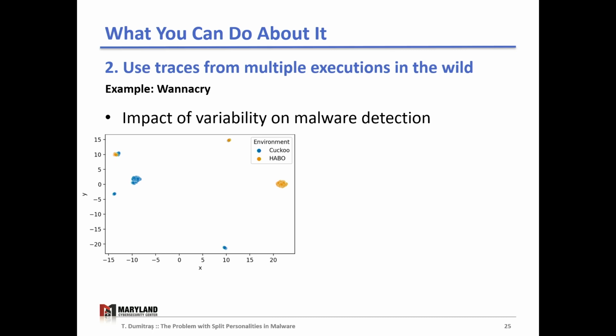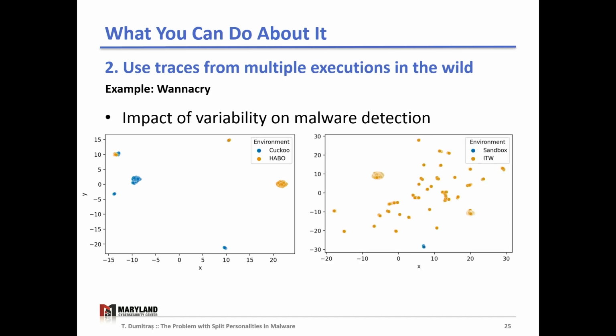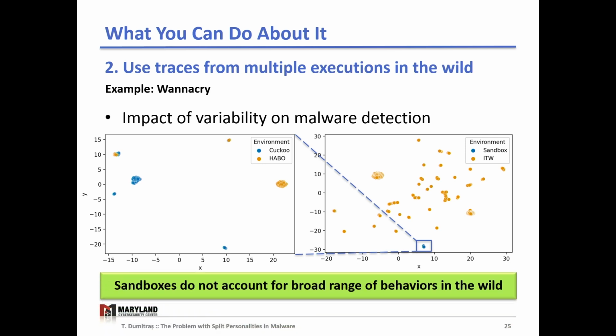This plot here only shows the 2 sandboxes. We can see that the traces in the sandbox are pretty well clustered together. But when we look at what happens in the wild, we see a lot more variability. In fact, if we try to identify where the sandbox traces are on this second plot, they are right here in this very small area. This is because sandboxes do not account for the broad range of behaviors in the wild.